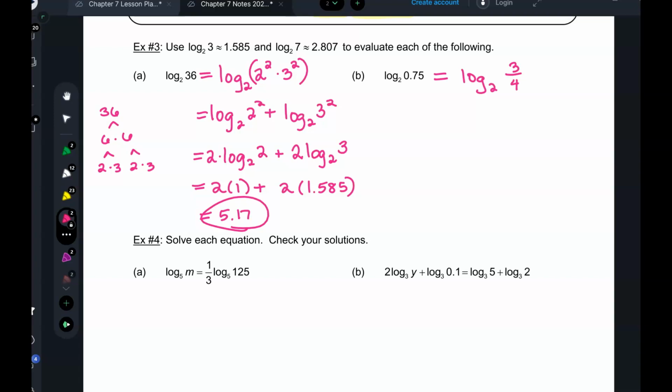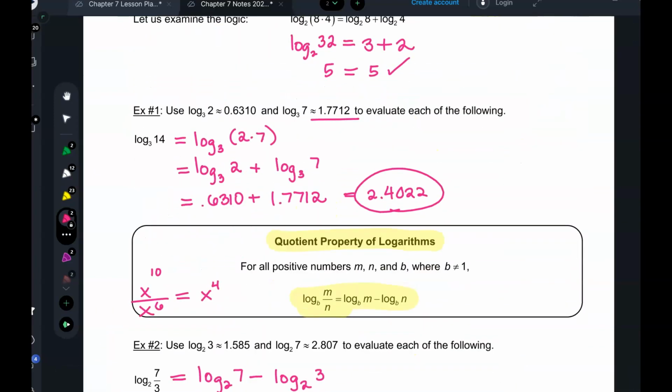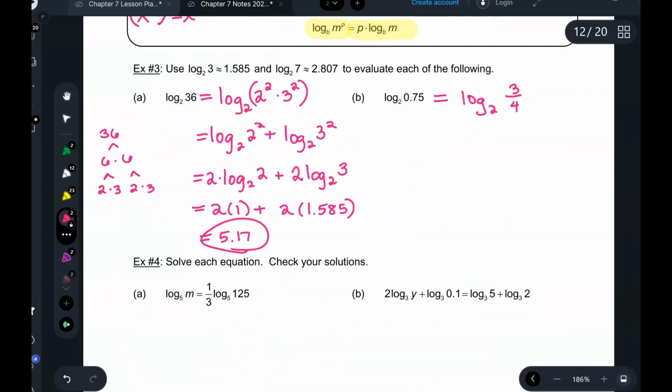A little. Okay, how can I rewrite log base 2 of 3/4? What do I do when it's divided by? We're going to make it a subtraction. Just a quick reminder: m divided by n, we're going to make log of m minus log of n. So log base 2 of 3 minus log base 2 of 4.